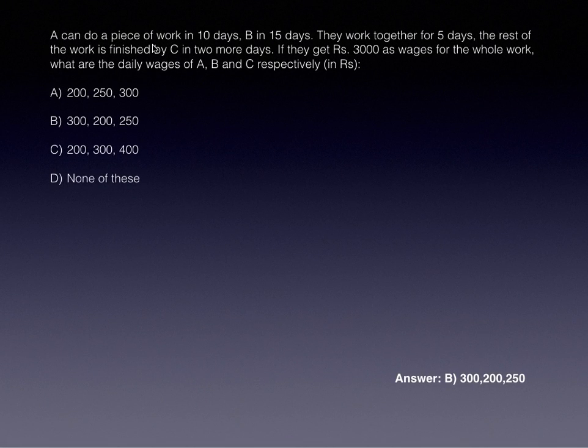A can do a piece of work in 10 days, B in 15 days. They work together for 5 days. The rest of the work is finished by C in 2 more days. If they get 3,000 as wages for the whole work, what are the daily wages of A, B, and C respectively? Option A 200, 250, 300. Option B 300, 250, 200. Option C 200, 300, 400. Option D none of this.